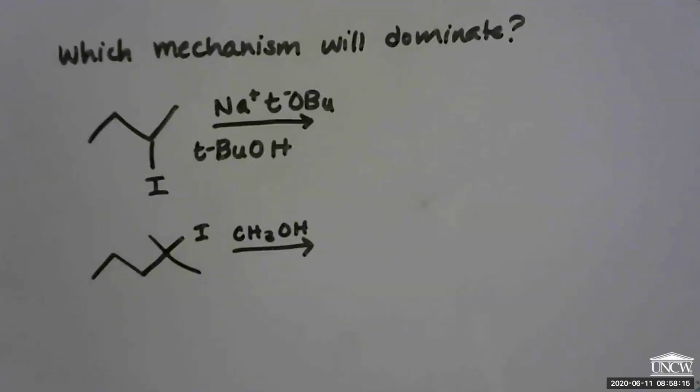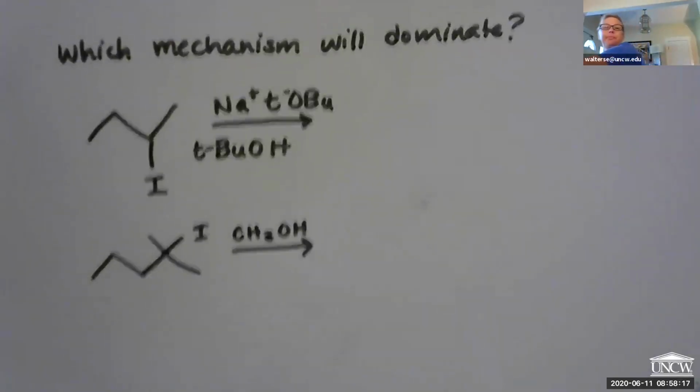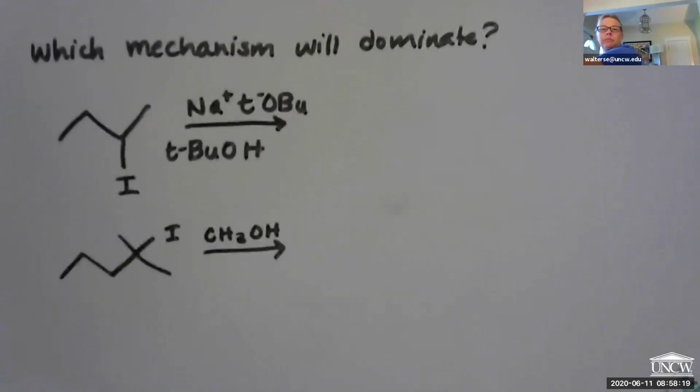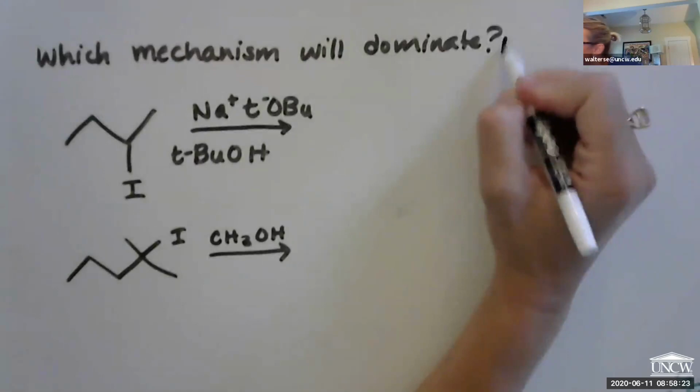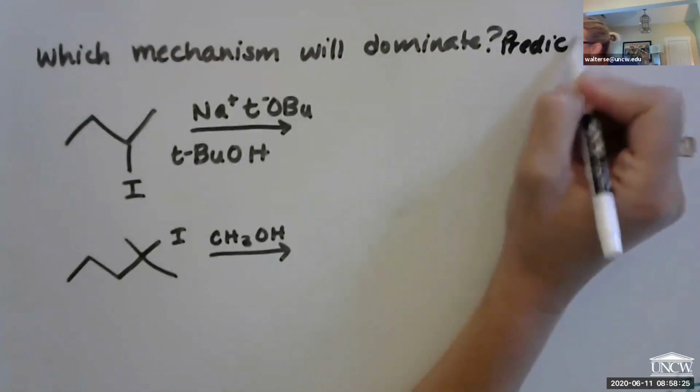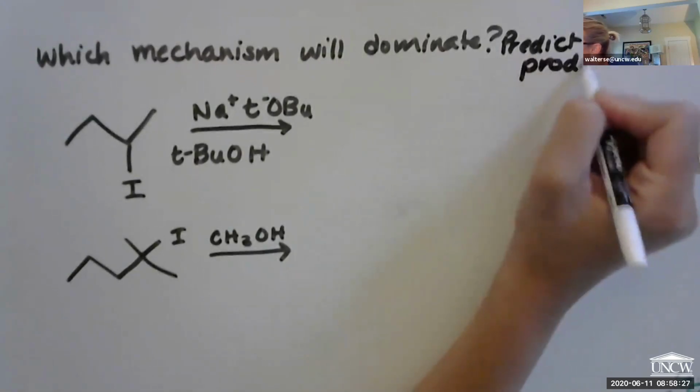Got a couple of practice problems for you to work on from 7. Wait, no, sorry, 8, I guess. Before we get started. There you go. So figure out which mechanism and then predict the product.